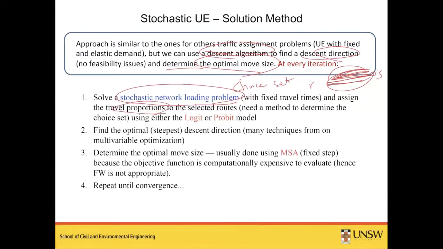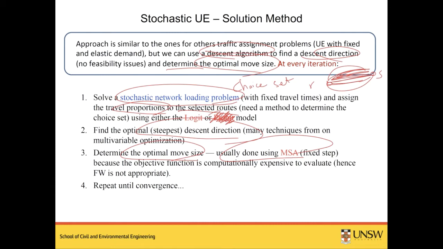And now that I know my possible paths between each OD pair, I assign the travel proportions to the selected routes using the logit formula, the logit model that we covered earlier. And as I said, we're not going to talk about the probit model in this class. Now that we calculate proportions and assign the demand to different paths based on the proportions, I can find the optimal or the steepest descent direction. And then I can determine the optimal move size using MSA, for example, which uses a fixed step.